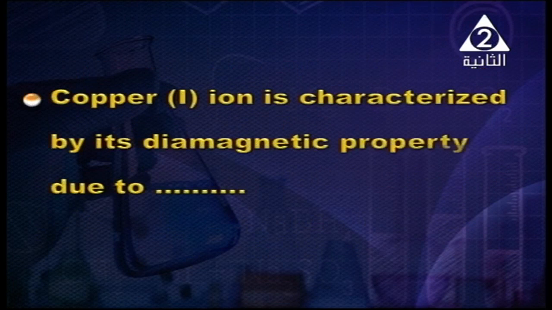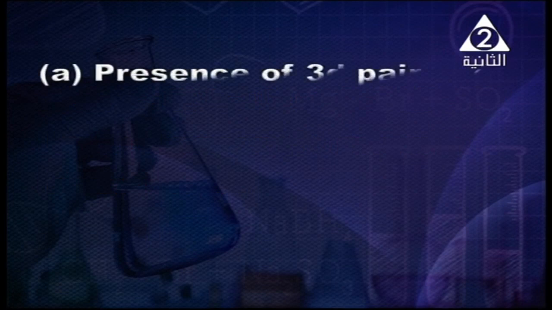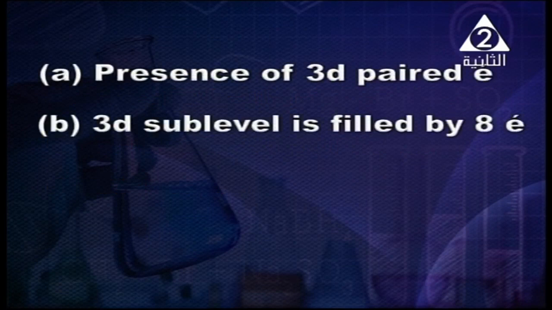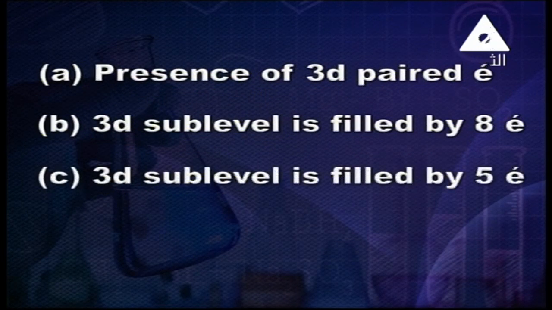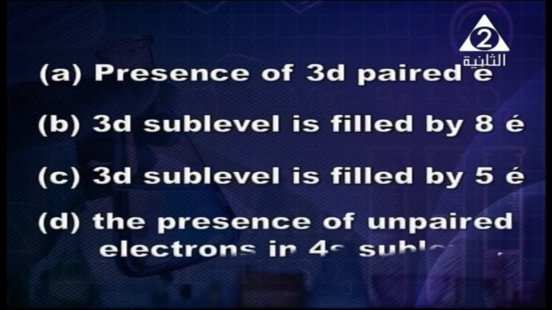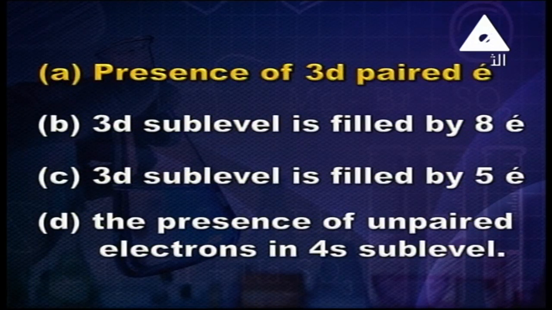Next point. Copper 1 ion is characterized by its diamagnetic property due to what? Presence of 3d paired electrons. 3d sublevel is filled by 8 electrons. 3d sublevel is filled by 5 electrons. The presence of unpaired electrons in 4s sublevel. If you think about the answer, yes, it will be the presence of 3d paired electrons.